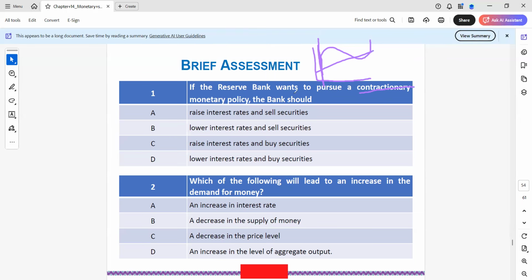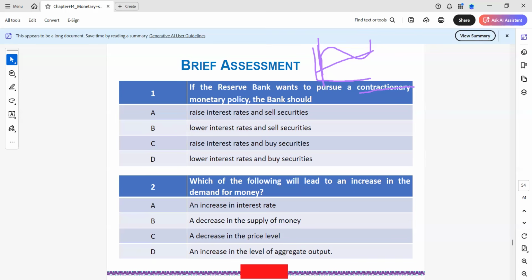Let me just read here. Because you know the instrument used by the monetary policy is just the repo rate, the open market operations and the cash reserves, right? So this side, good thing.